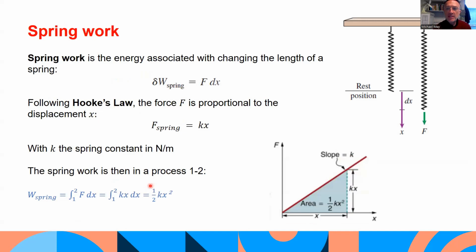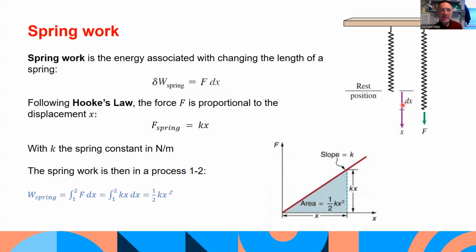Okay, spring work. Spring work is the energy associated with changing the length of a spring. So we put a force acting on a spring, a weight on that spring. The differential amount of work here is equal to the force by the distance displaced, dx. Now, for real springs, if we want to know the total amount of work being done through the extension of a spring, we need to understand the particular relationship between force and displacement for that particular spring.